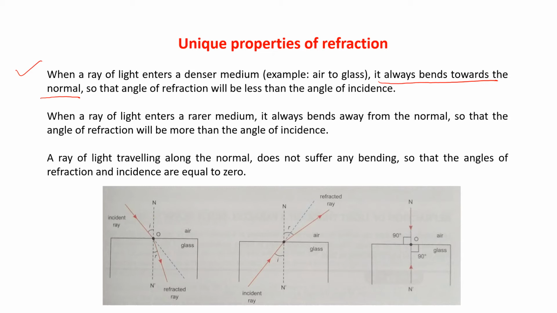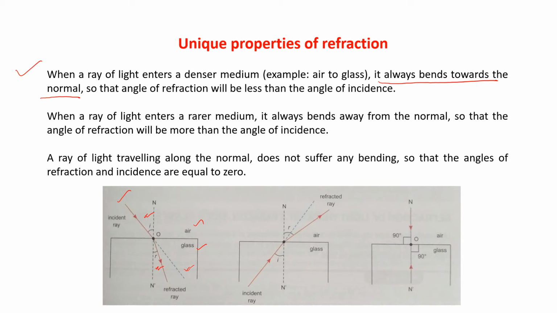Just see here. This is air and glass. Now the incident ray is coming here. It is bending towards the normal; otherwise it should go straight. This is the line it should go in, but it is not going in this dotted line. It is bending towards the normal. That means the angle of incidence is greater than the angle of refraction.